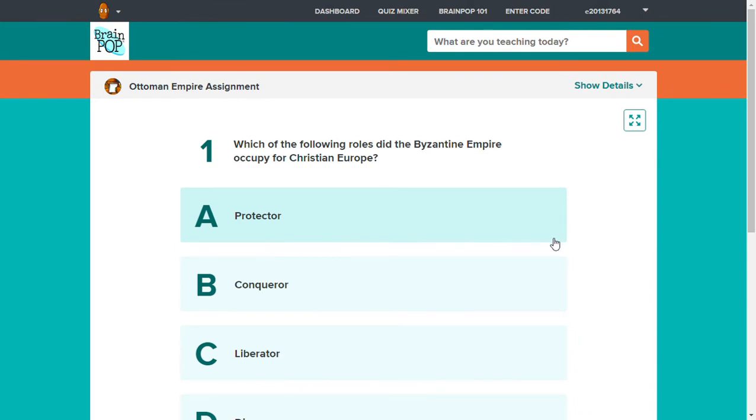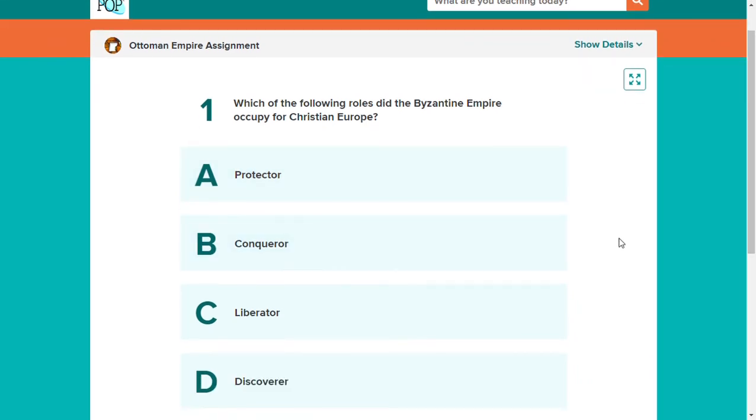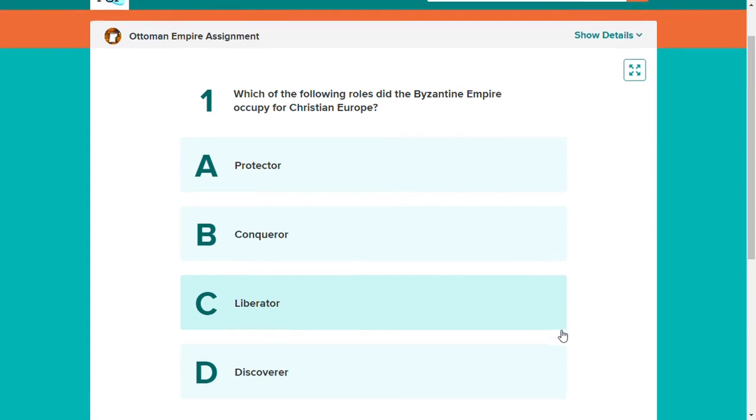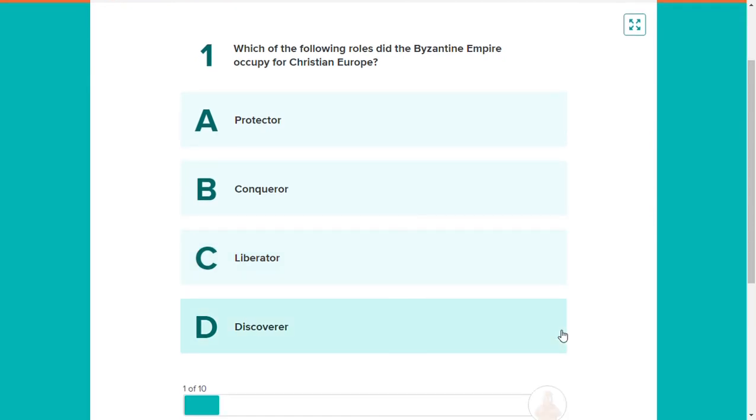So the first one says, which of the following roles did the Byzantine Empire occupy for Christian Europe? Was it a protector, a conqueror, a liberator, or a discoverer? Well, for a long time, the Byzantines stood in the way of Muslims from the Middle East trying to come over and take control of other parts of Europe. So protector would be your best choice there.